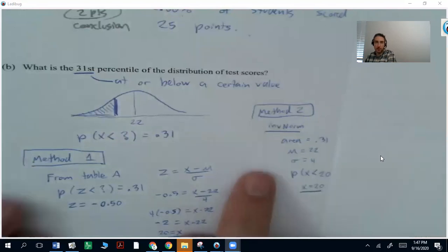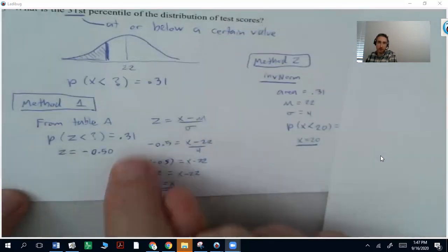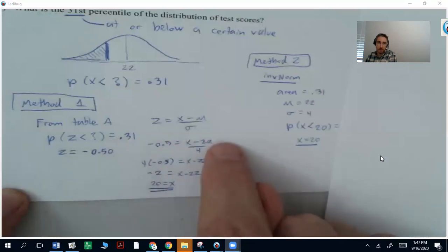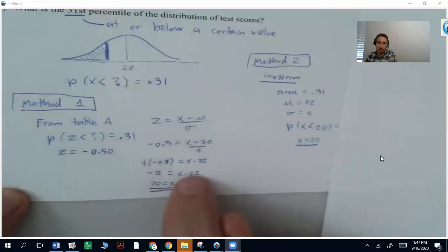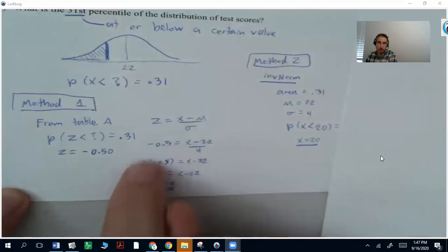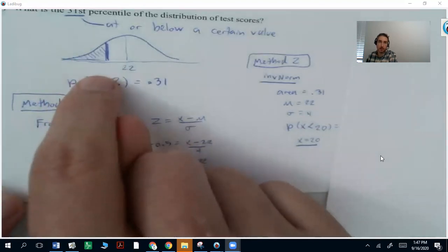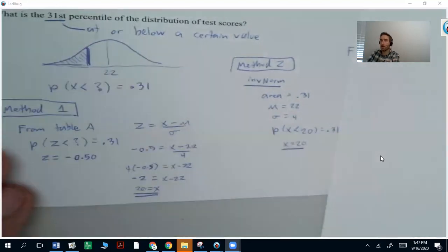From there, you have to solve for the x value. So given your z-score, you do x minus your mean, which is 22, over 4, multiplied by 4, negative 2, and then add the 22 to your negative 2 to get 20. So that x value should be 20 right there. So 20 is at the 31st percentile.